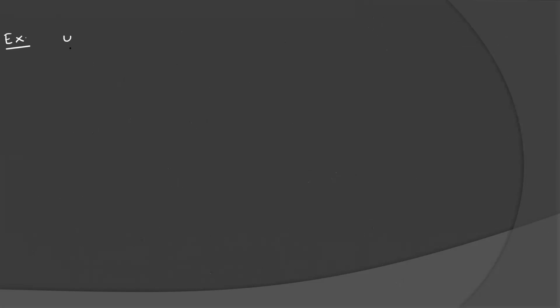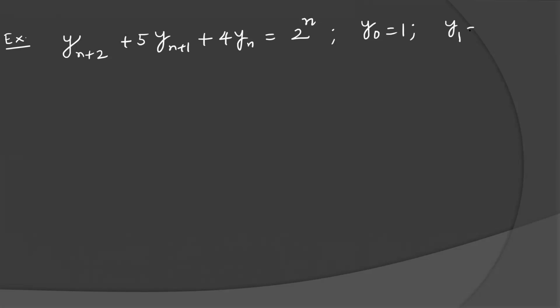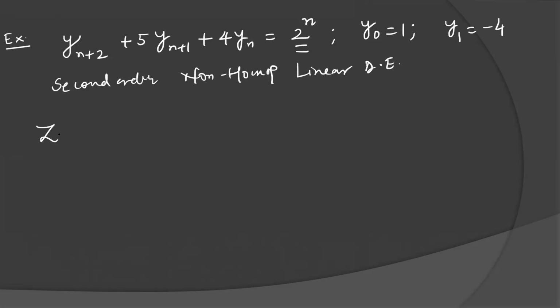Next example is y(n+2) + 5y(n+1) + 4y(n) = 2^n, with y0 equal to 1 and y1 equal to minus 4. So it is second order, non-homogeneous, because you have f(n) equal to 2 to the power n. It is not 0. So it is a non-homogeneous linear difference equation. This is the classification.